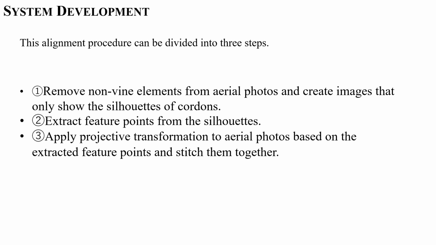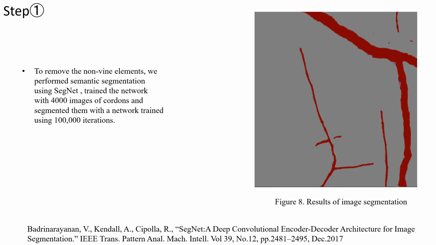Step 3. Finally, we apply projective transformation to the aerial photos, utilizing the extracted feature points, and stitch the images together seamlessly. Through this systematic process, we effectively correct the misaligned cordons and achieve a more accurate representation of the aerial photographs. By employing these 3 steps, we successfully generated images that display only the silhouettes of the cordons.